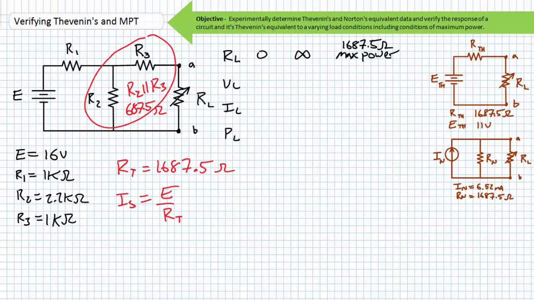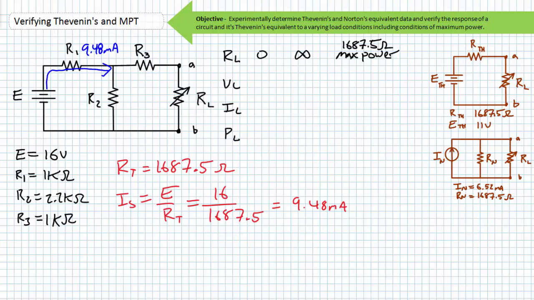Ohm's law states that the source current will be equal to the source voltage divided by total resistance. Substituting in the necessary values, we find source current to be approximately 9.48 milliamperes. Source current must travel through R1, however splits between R2 and the path containing RL and R3 in series. The path containing R3 and RL in series is our path of interest.